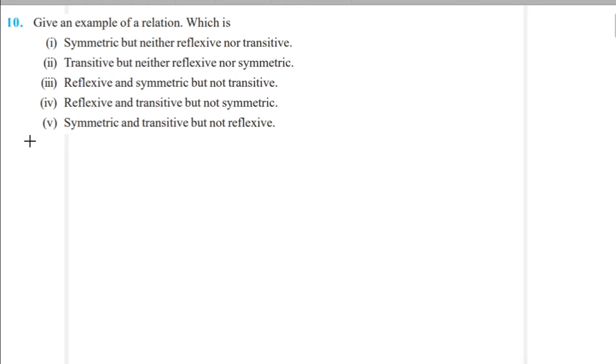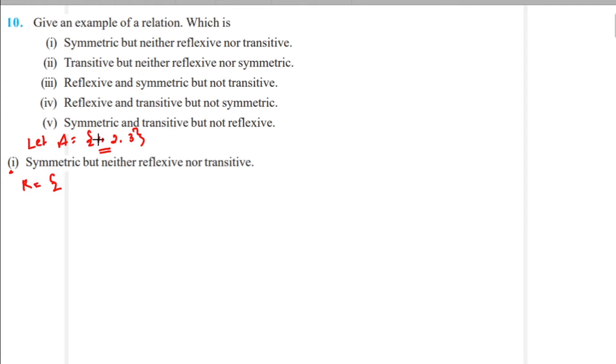So for that, you consider one set. Let A equal to the set {1, 2, 3}. Okay, this set you consider first. So this is the first question: symmetric but neither reflexive nor transitive. So you can write one relation using this set of elements.